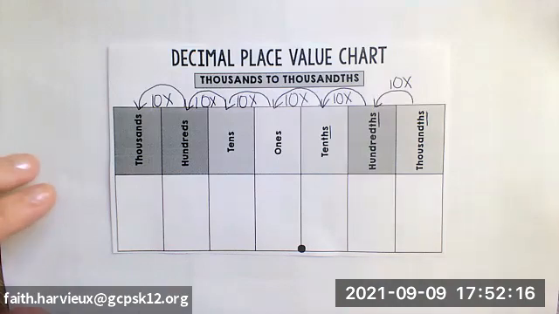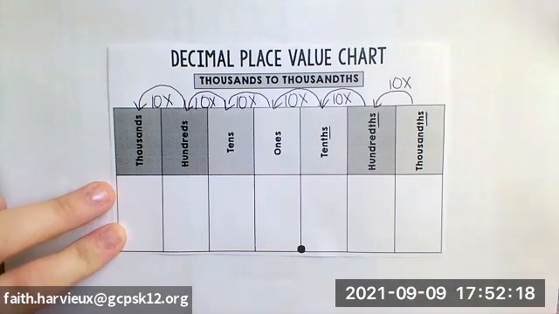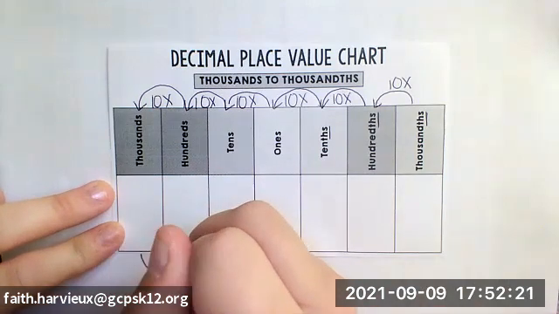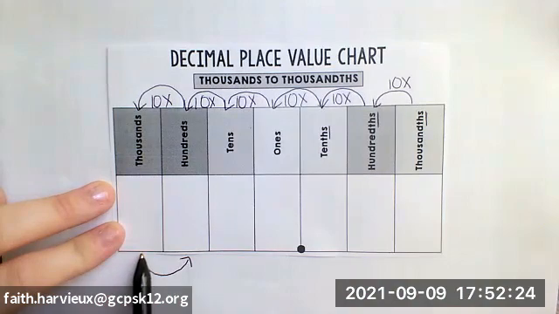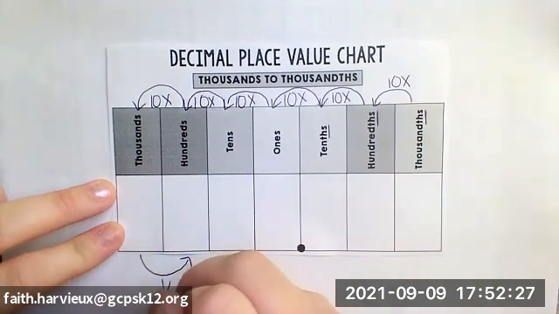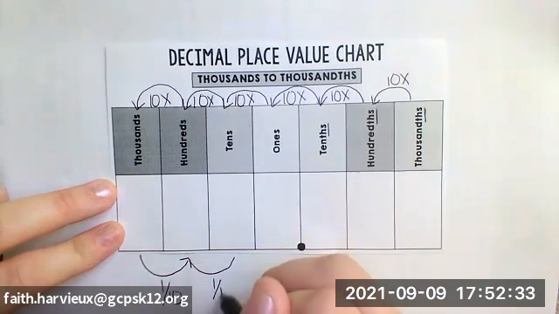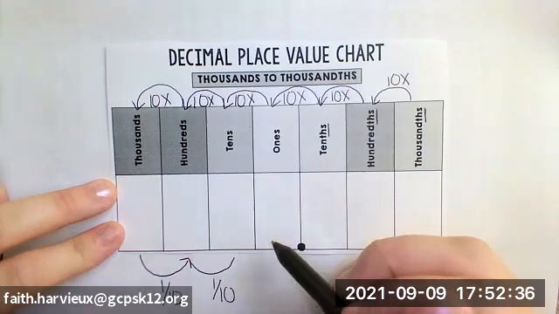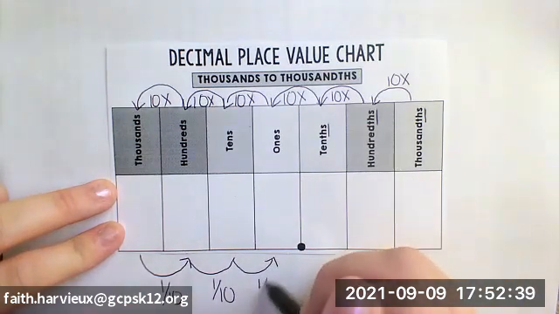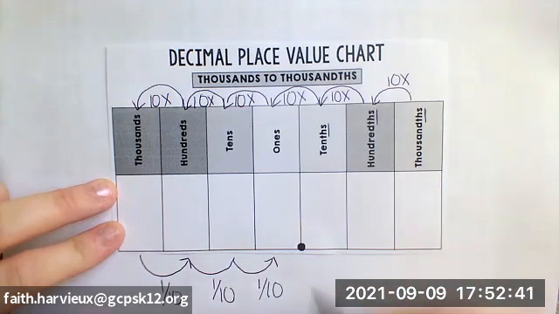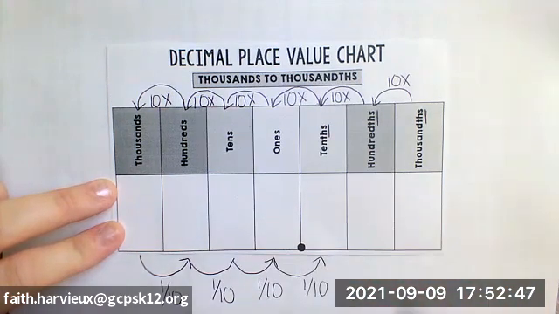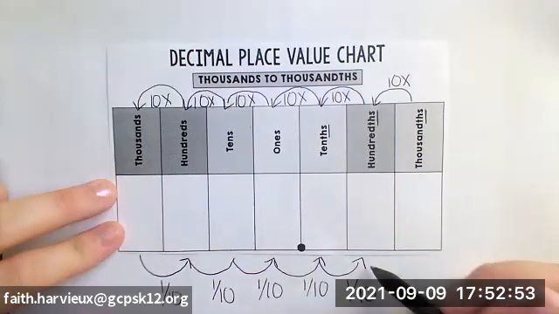Another important thing to remember is that as we move this way on the chart, we go down, right? So this is 10 times less, or a tenth of the thousandths. The tens is a tenth of the hundreds. The ones is a tenth of the tens. The tenths are obviously a tenth of the ones. The hundredths are a tenth of the tenths, and the thousandths are a tenth of the hundredths.